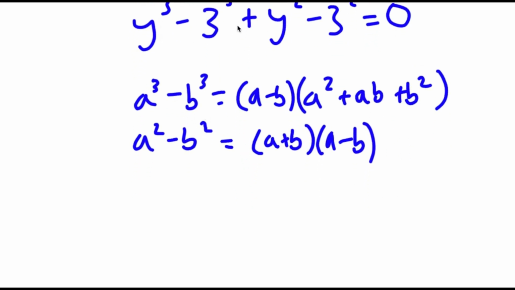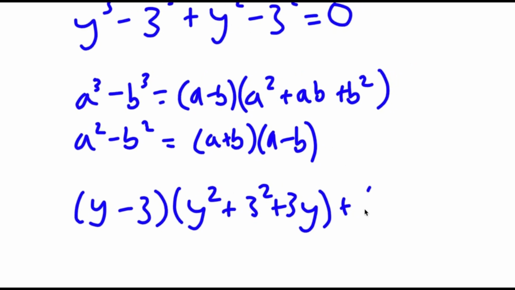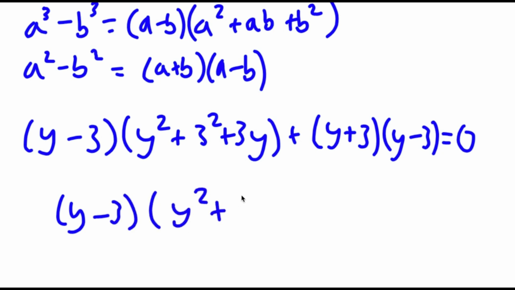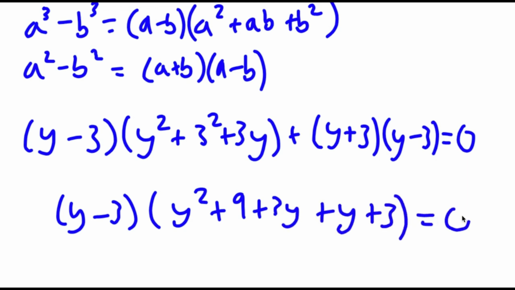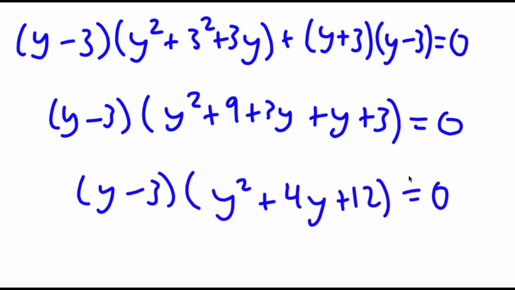So in this case, I can rewrite y to the power of 3 minus 3 to the power of 3 as y minus 3 times y squared plus 3 squared plus 3y, plus I can rewrite y squared minus 3 squared as y plus 3 times y minus 3, and this is equal to 0. Now if I factor out y minus 3, I get y minus 3 times y squared plus 9 plus 3y plus y plus 3. This is equal to 0. And this simplifies into y minus 3 times y squared plus 4y plus 12 is equal to 0.